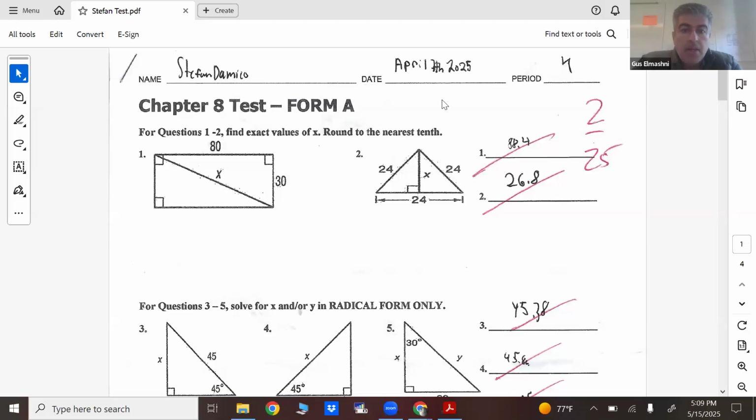Okay. So we just got to do Pythagorean theorem for the first one. Yeah, I do need to show my work though on the scratch paper. Yeah, so what you need to do is say 30 squared plus 80 squared equals x squared. I have a calculator right here, so we can do that.